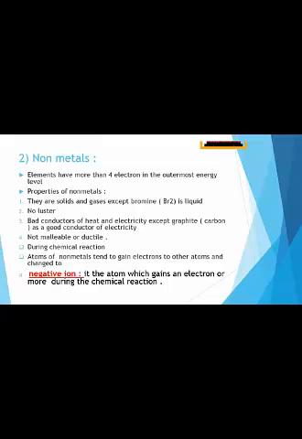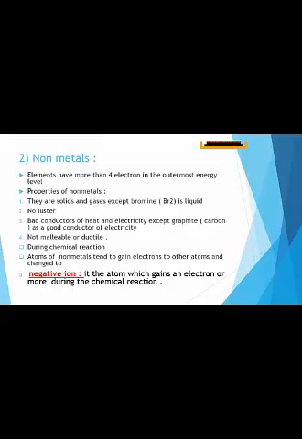Again, elements of nonmetals are bad conductors of heat and electricity, except carbon, where graphite is a good conductor of electricity. It cannot be reshaped or hammered; it is not ductile or malleable. During the chemical reaction, the elements of nonmetals tend to gain electrons from the other atoms, and in this case, the element will change into a negative ion.